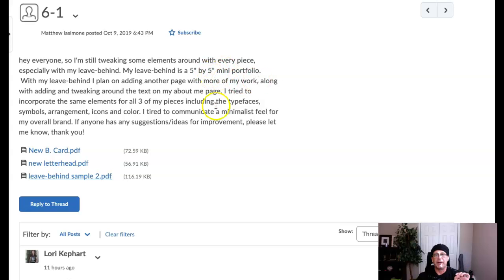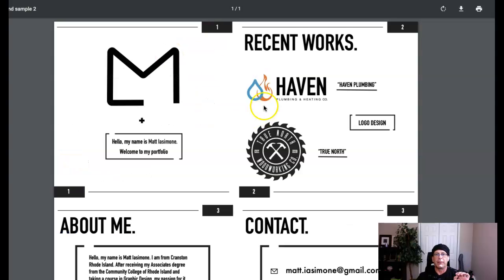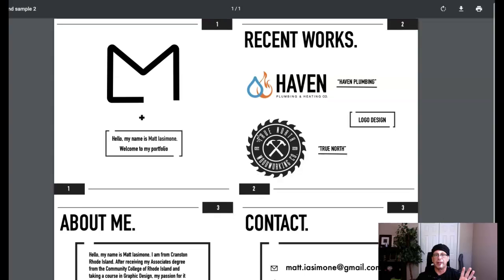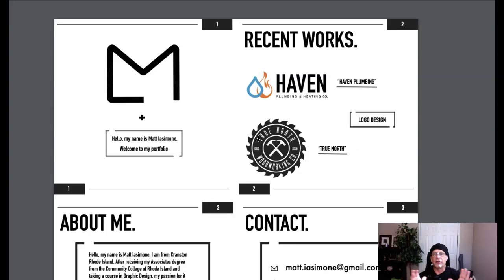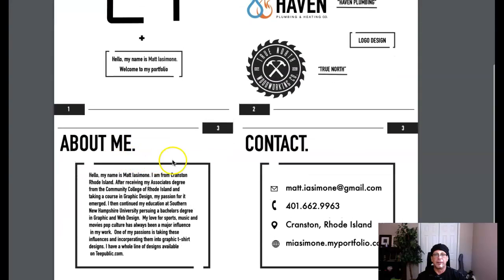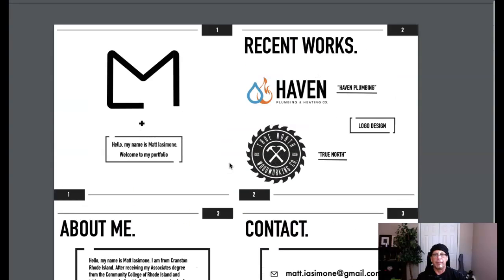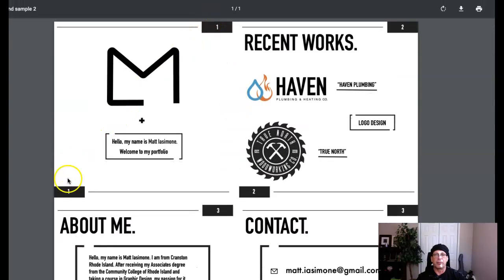You say it's a 5x5 mini portfolio, but I don't know if this is a booklet or if it folds or if it's individual cards. That's not made specifically clear. And then also, how is it going to be presented? So in other words, if it's individual little cards, are they going to be placed in some sort of a little tray or some sort of envelope or something? So you want to be specifically clear on the intent of the leave behind piece.